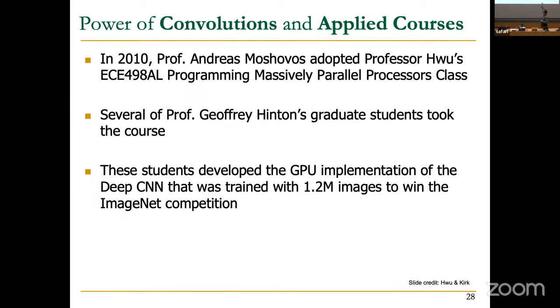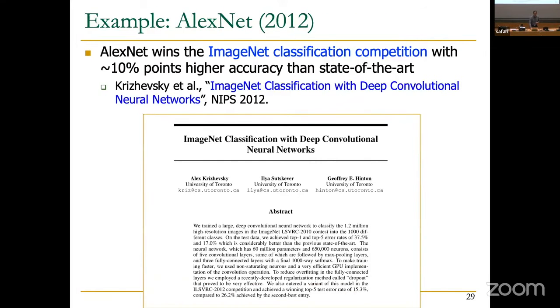And they basically were able to do that after this course, and they won the competition. The ImageNet competition is an image recognition competition. This is 2012 we're talking about, and this is the paper they wrote at the end. And they won the competition with significantly higher accuracy than the state of the art. You can read the paper.